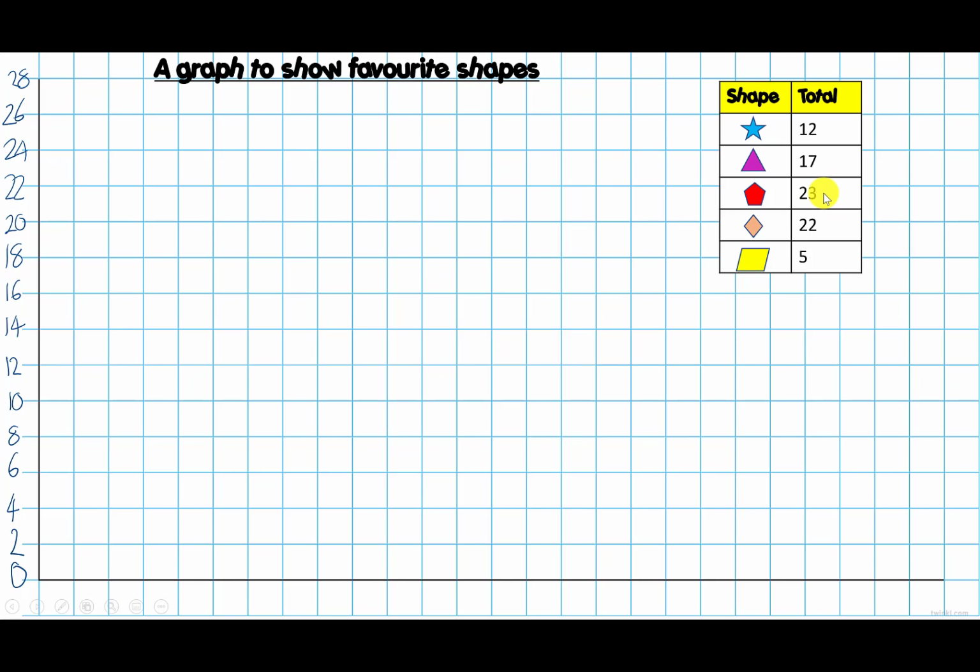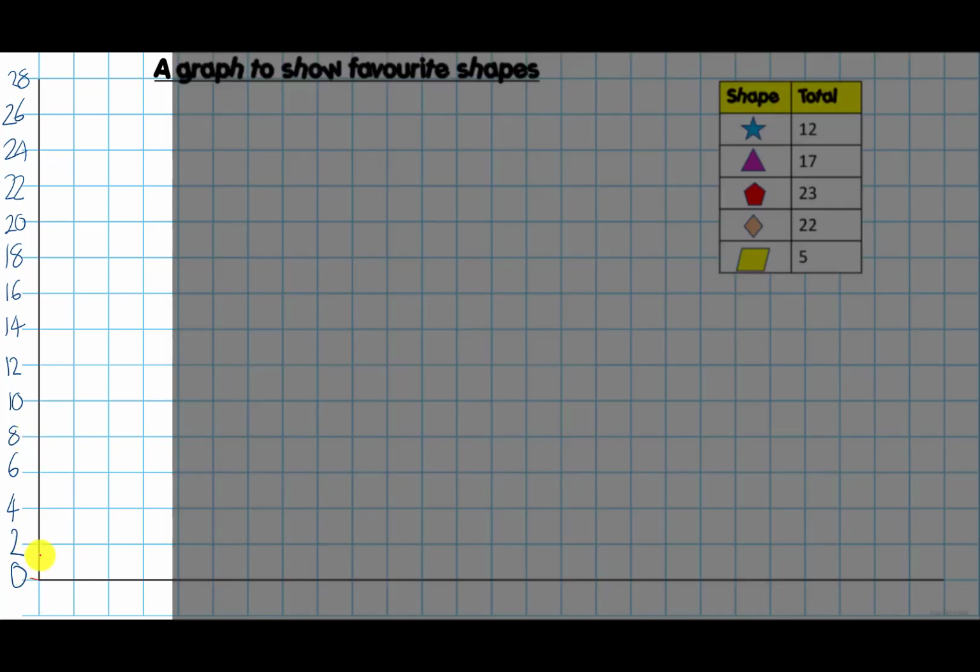The next thing I need to do is to think about where I put my shapes. So the categories are along the bottom. And how I organise and lay out my categories is different to my numbers. So the numbers on the edges, remember they need to line up on a line. It will be more obvious why when we put our bars in.